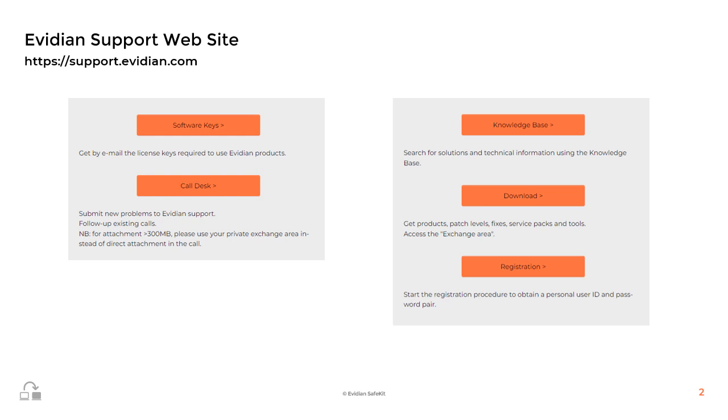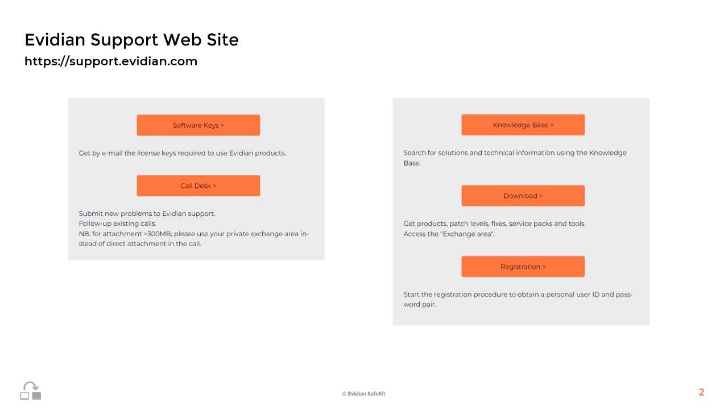First, for software keys, you can get the license keys required to use Avidian products by email. Next, the call desk allows you to submit new problems to Avidian support and follow up on existing calls. Please note, for attachments larger than 300 megabytes, use your private exchange area instead of attaching them directly to the call. The Knowledge Base is a resource where you can search for solutions and technical information.